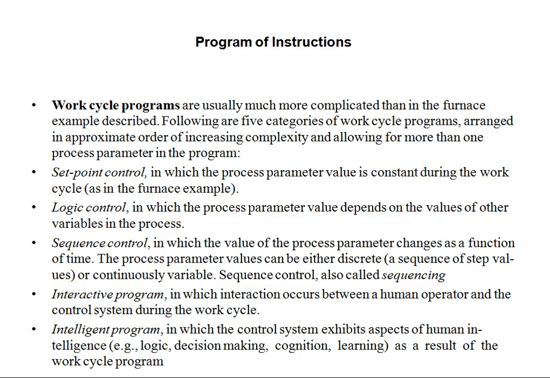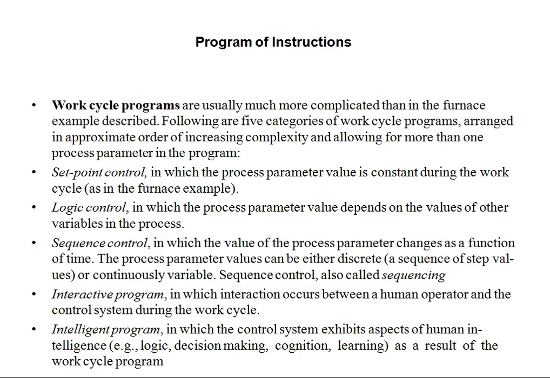The program of instructions here will have work cycle programs: set point control, logic control, sequence control, interactive program, intelligent program. In the work cycle program, we define the work cycle, and here the example taken is the furnace. In the furnace, 5 categories of work cycle programs are there, in order of increasing complexity, allowing for more than one process parameter in the program. First is the set point control. In this work cycle, when the furnace must switch on and switch off, it is set point control. Second is the logic control, in which the process parameter value depends on the values of other variables in the process.